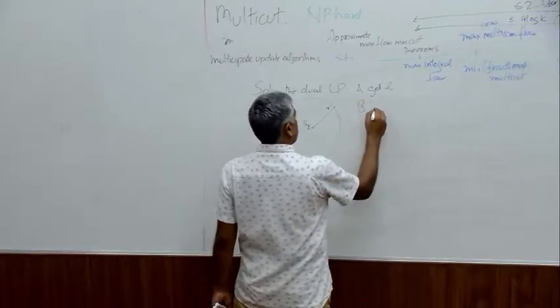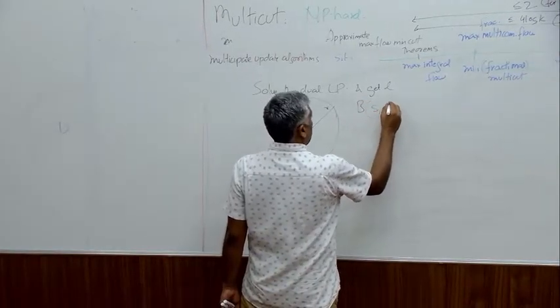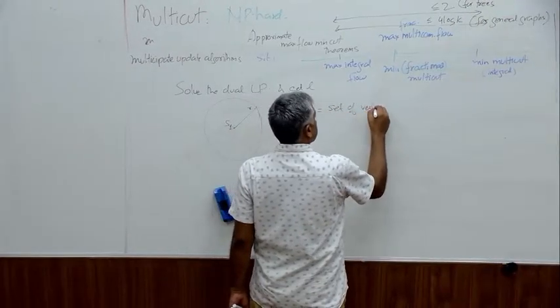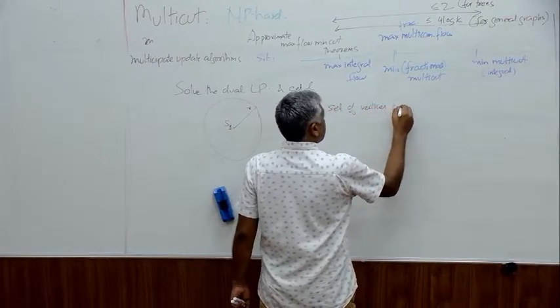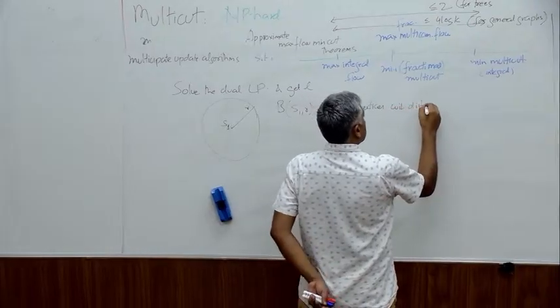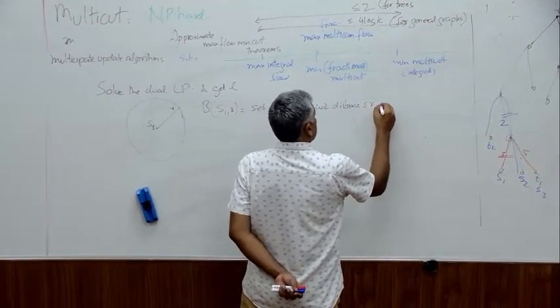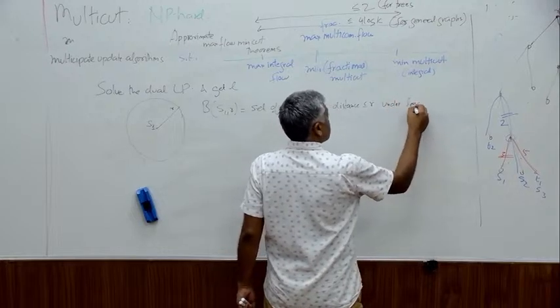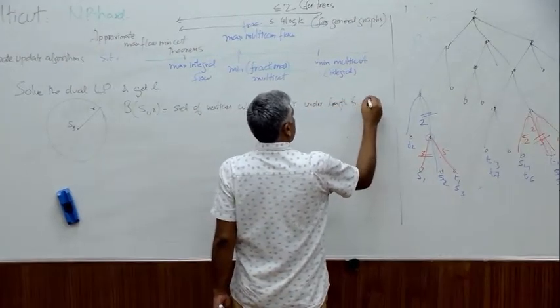So B(S1, r) equals the set of vertices with distance less than or equal to r under the length function L. Okay?